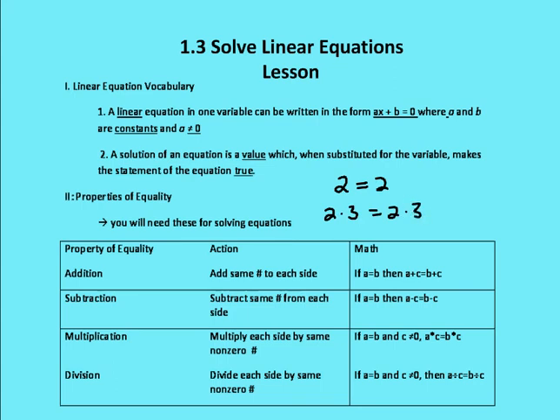And finally, the division property of equality says that if you divide the same values by the same number, you get the same result. So if I have a and b equal to 3, and I divide them both by some value that's not 0, then I will end up with two numbers that are the same.